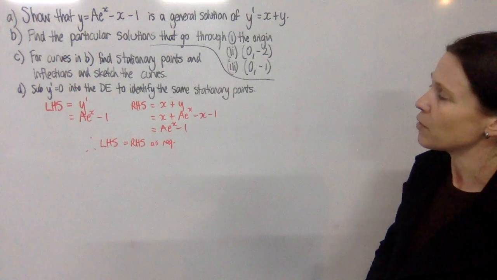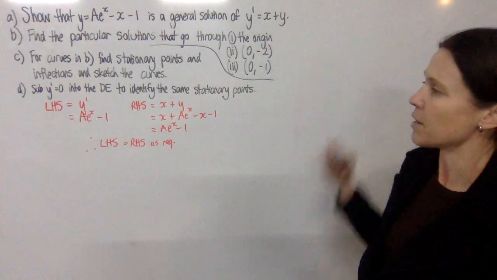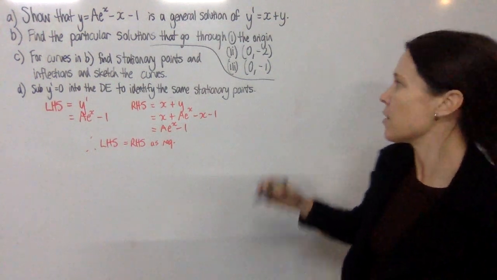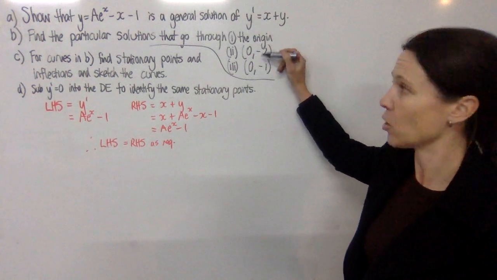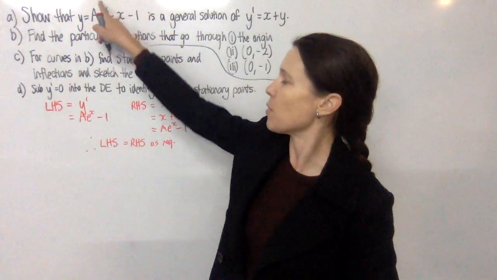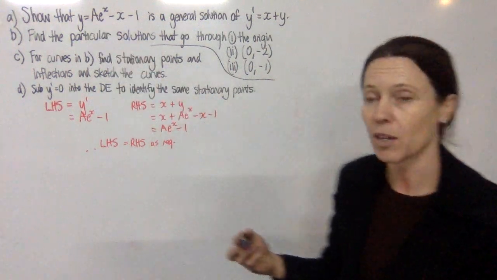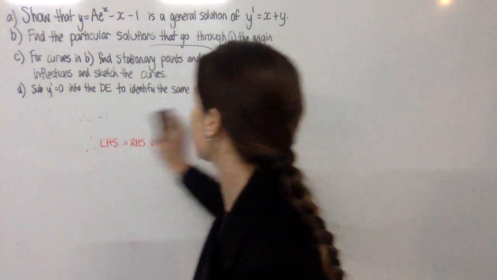Okay, for b, find the particular solutions that go through the origin or either of these 2 points. Now, the good thing about this question, it's going to show us that depending on what our constant is, it can really change the nature of the curve. Because we've got exponentials here and our constant is out the front, it's going to make quite a different looking curve. So a little bit of space here to do B.